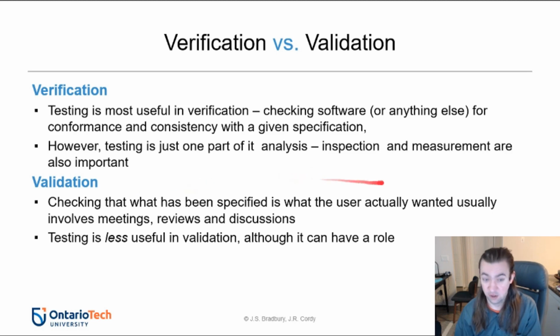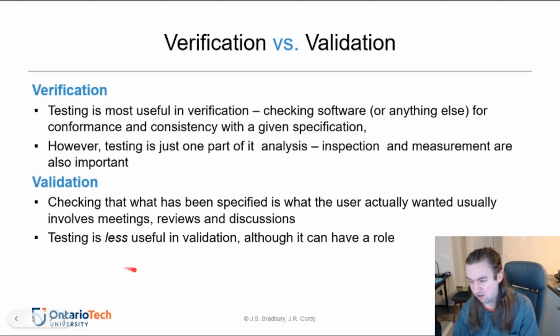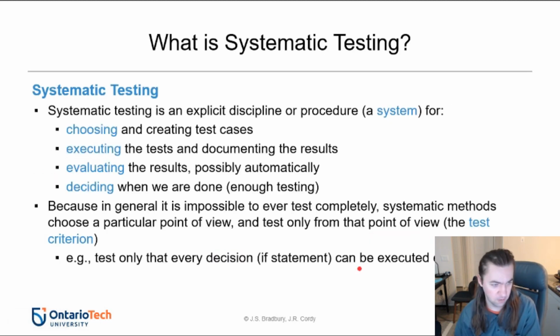Validation needs to actually check with somebody. You need to find somebody who is delivering those specifications to you and say, okay, is this actually what you wanted? And if not, then you need to fix that. Testing can be used for this. It's less useful because you usually need a person to actually help you with that. But there are ways that you can use testing to help with validation.